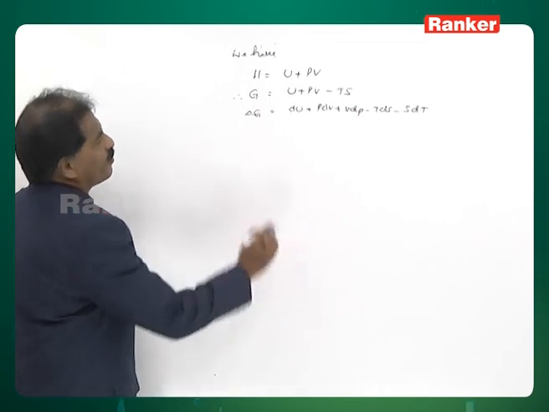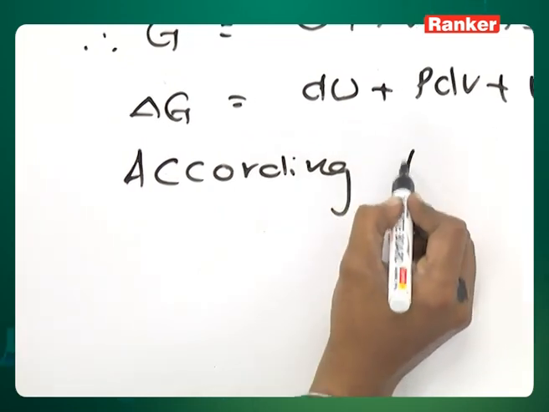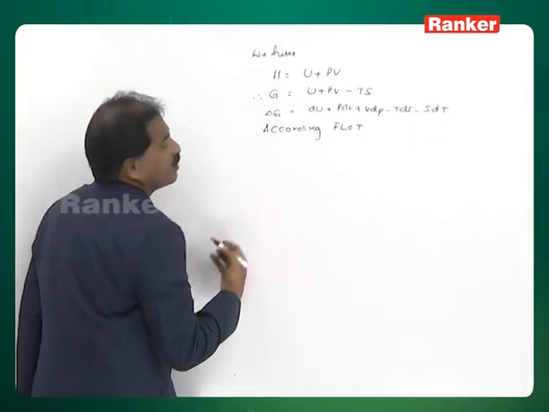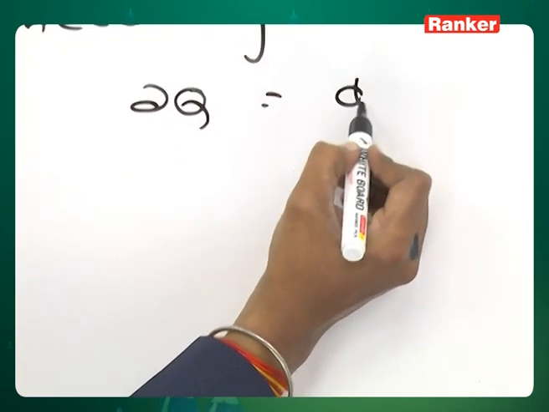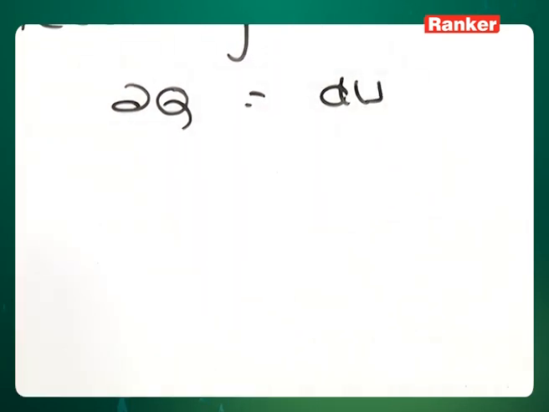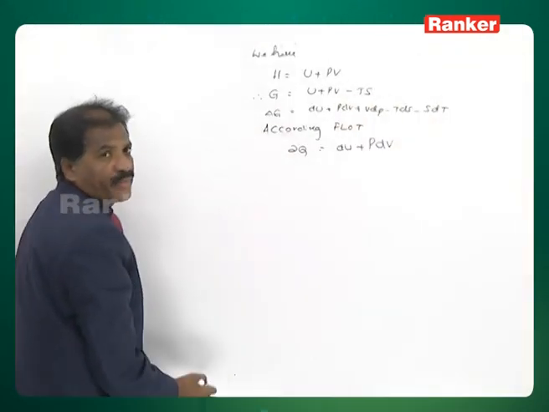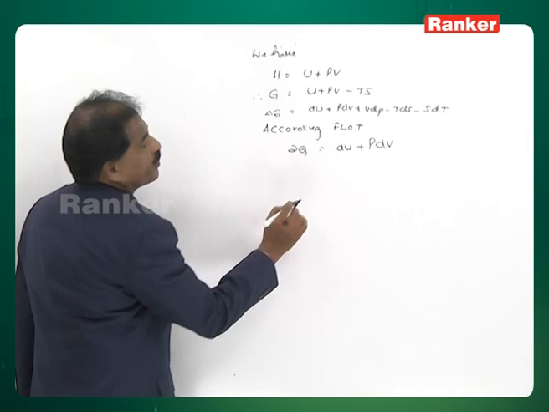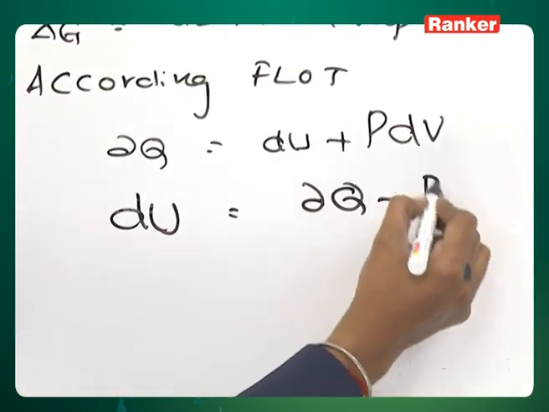Minus S dt. Next, according to the first law of thermodynamics, dQ is equal to dU plus P dV. Therefore, dU is equal to dQ minus P dV.